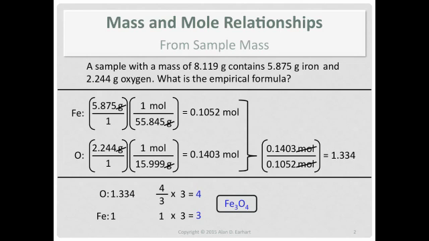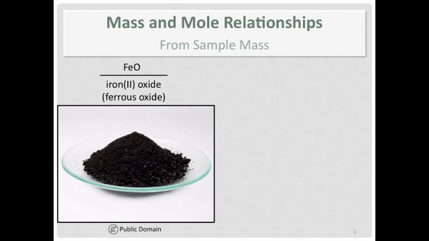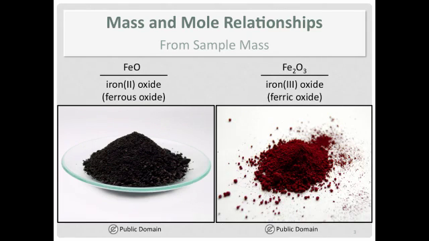Well, there's something else. Here, let's take a look at the 2 common oxides of iron. There's iron 2 oxide, and this is a pure sample of it. In the mineral form, it's found as wustite. And here on the right side is iron 3 oxide, and its mineral form is found as hematite. Now, neither of those, FeO or Fe2O3, match our empirical formula of Fe3O4.